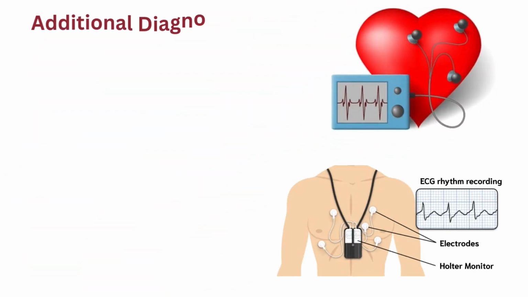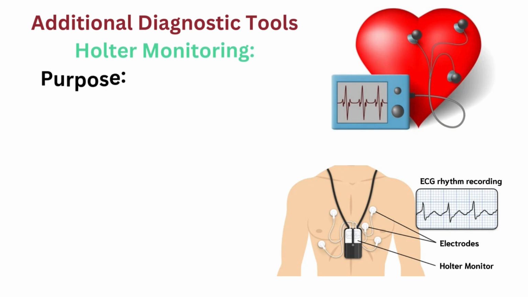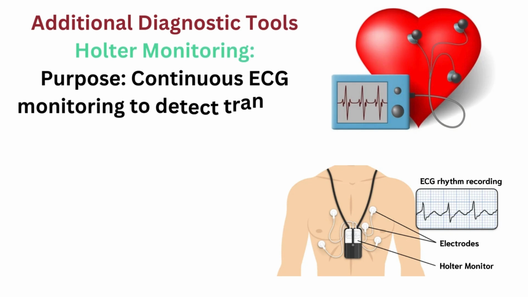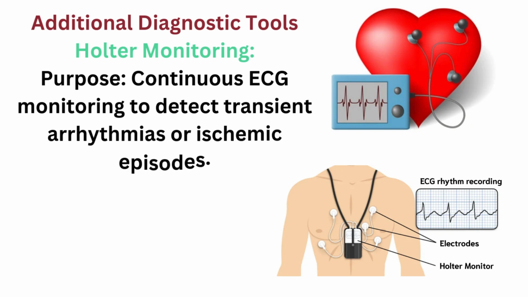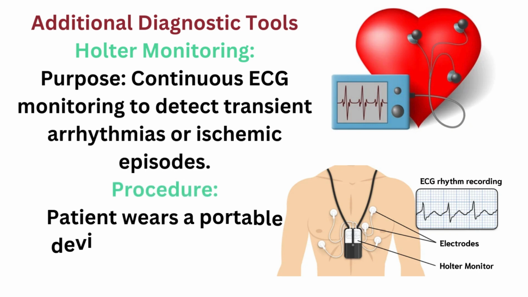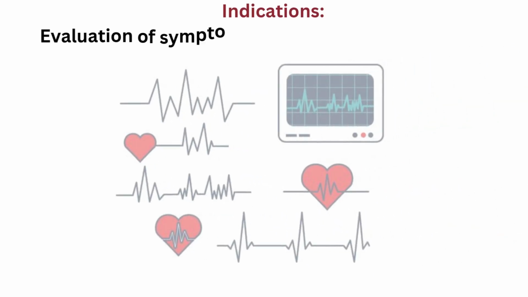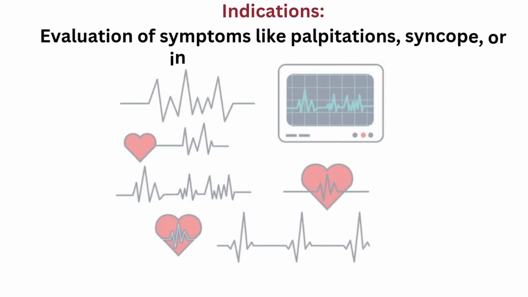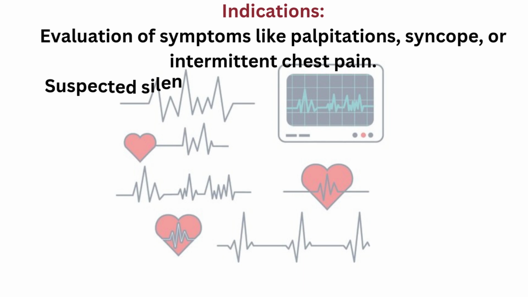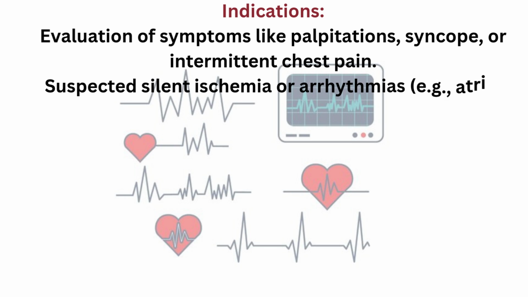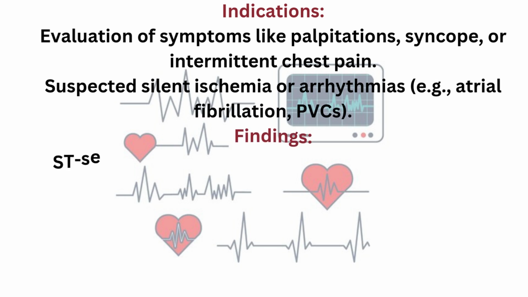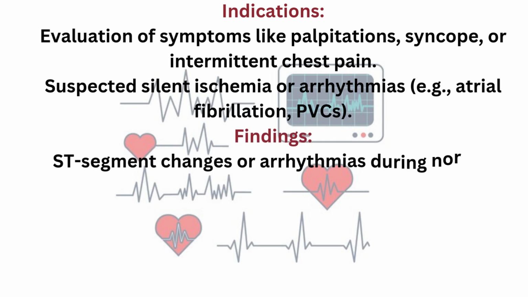Additional diagnostic tools. Holter monitoring. Purpose, continuous ECG monitoring to detect transient arrhythmias or ischemic episodes. Procedure, patient wears a portable device for 24 to 48 hours. Indications, evaluation of symptoms like palpitations, syncope, or intermittent chest pain. Suspected silent ischemia or arrhythmias, for example, atrial fibrillation, PVCs. Findings, ST segment changes or arrhythmias during normal activities.